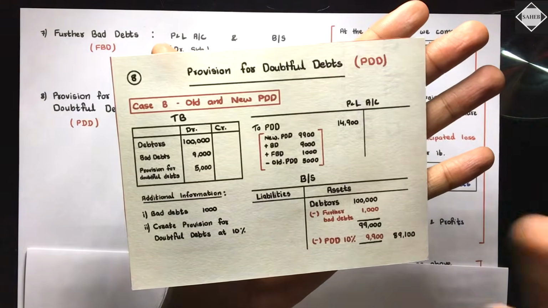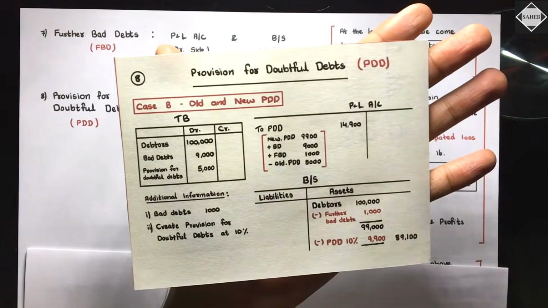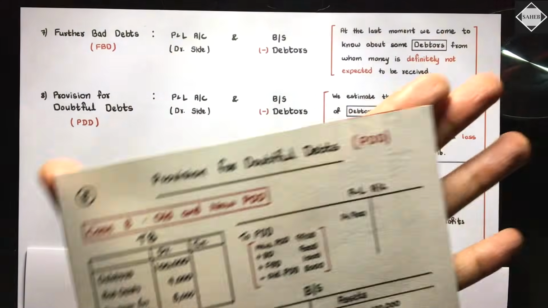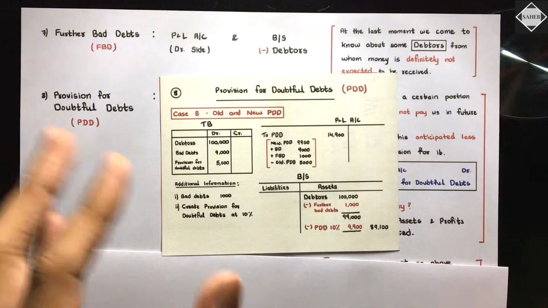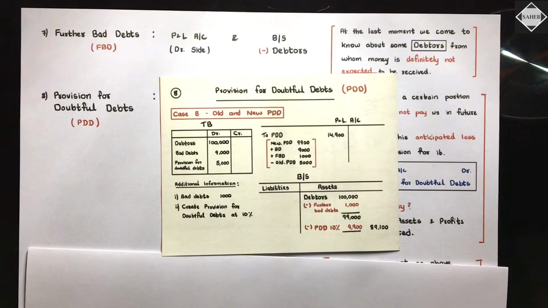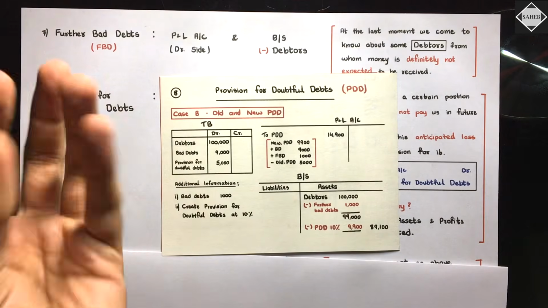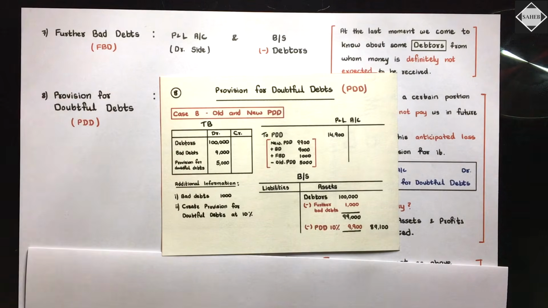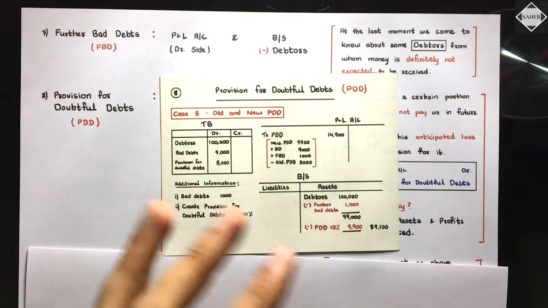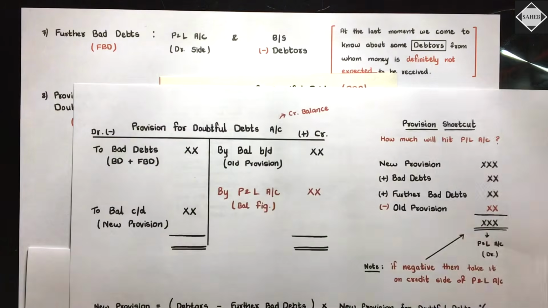Now you will ask me, what is the logic of this shortcut? We haven't seen this before. It's really simple. In practical life, this is what happens. Whenever old provision exists and bad debts occur in the business, we take the bad debts not directly to profit and loss, but to the provision account. See, this is how it will happen.